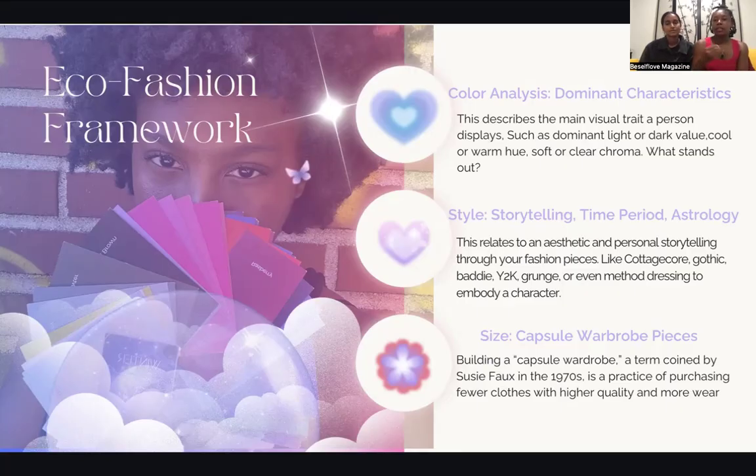You want to also think about style and storytelling and maybe even the astrology, depending on where you're at in your understanding of it. This relates to an aesthetic, personal storytelling through your fashion pieces like cottagecore, gothic, baddie, Y2K grunge, or even method dressing like La Roche does with Zendaya to embody a character. Besides, capsule wardrobe pieces, okay? Building a capsule wardrobe is a term coined by Susie Fox in the 1970s, and it's a practice of purchasing fewer clothes with higher quality. How many times can I wear this thing?